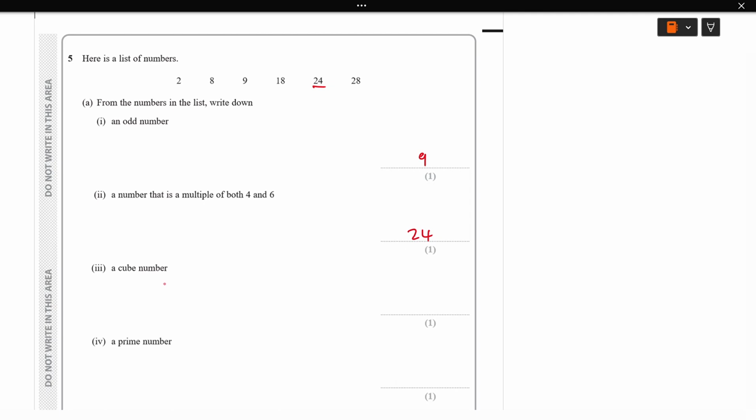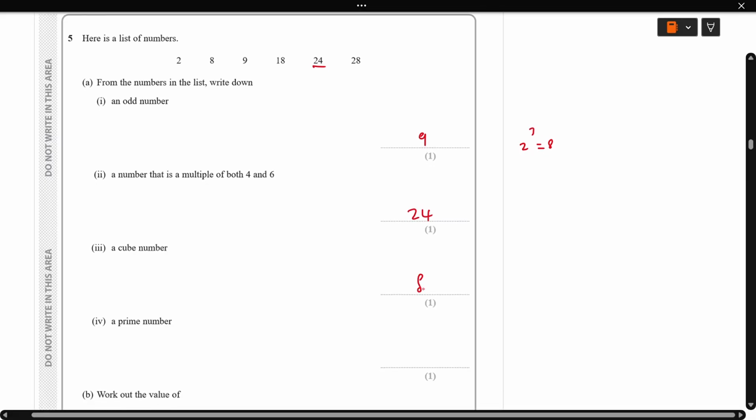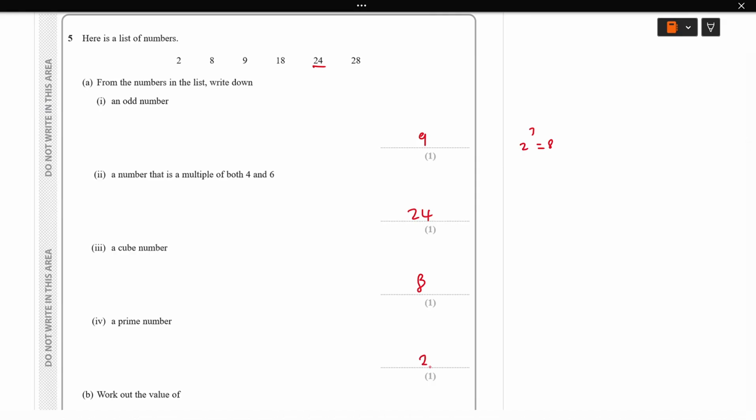Next, a cube number, so 8, which is 2 cubed, is going to be 8. So 8 is a cube number. So we'll write 8 as the number. Next, a prime number is 2. Only 1 and the number itself divide it, that is 2.